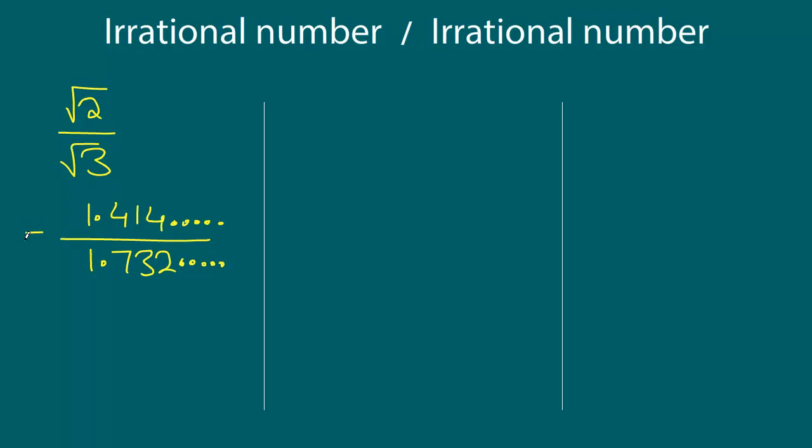If you were to actually put this in a calculator and find out, what you will see is you will get a number which is non-terminating, non-repeating. That means we will get an irrational number.